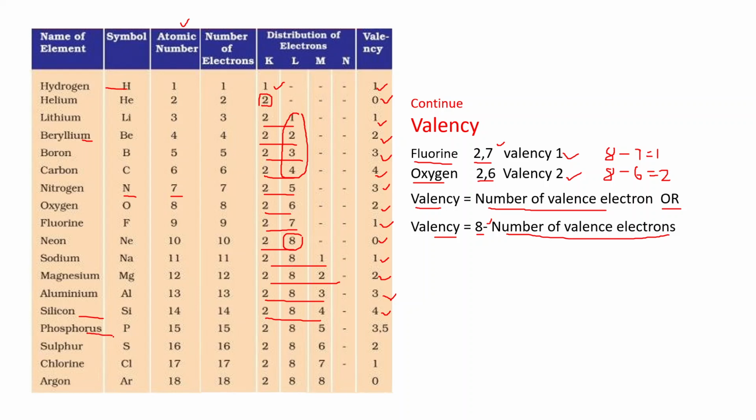Now in the case of phosphorus, 2-8-5, two valencies are there. It can achieve the octet configuration by gaining 3 electrons, so its valency is 3. It can also achieve the octet configuration if it loses or shares these 5 electrons. Because losing 5 electrons is not energetically favored, it shares the 5 electrons and achieves the octet configuration. Sulfur is 2-8-6, valency is 2. Chlorine 2-8-7, valency is 1. Argon 2-8-8, valency is 0.